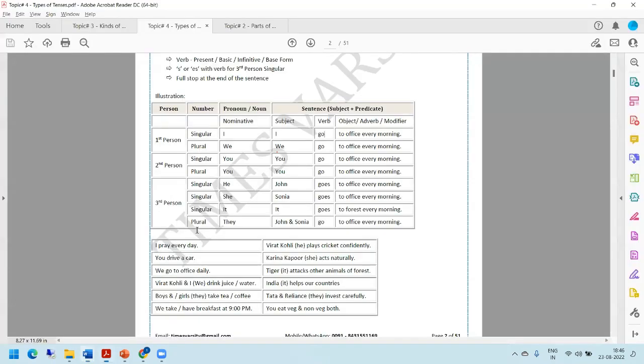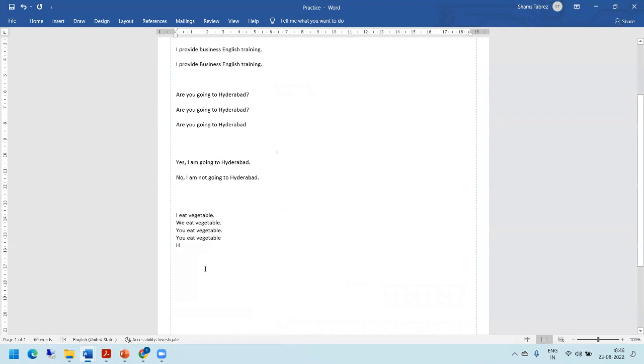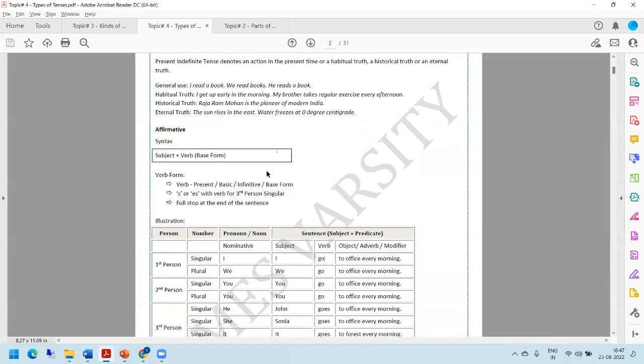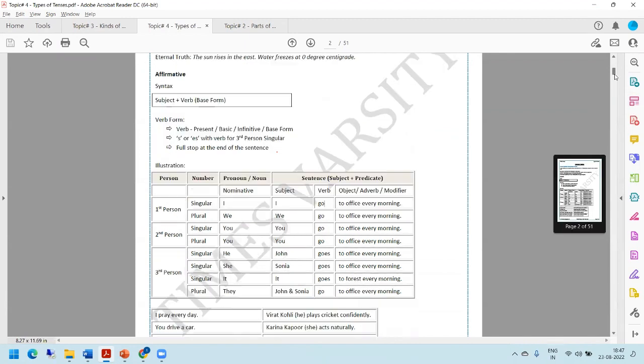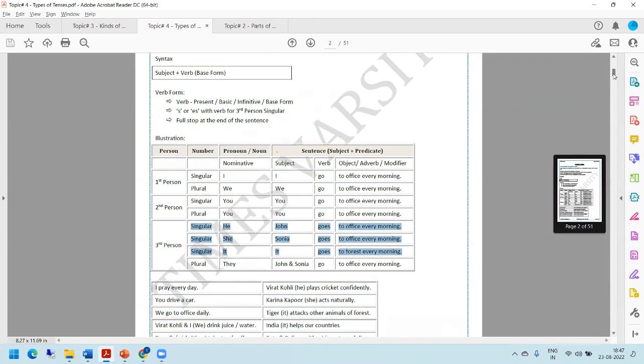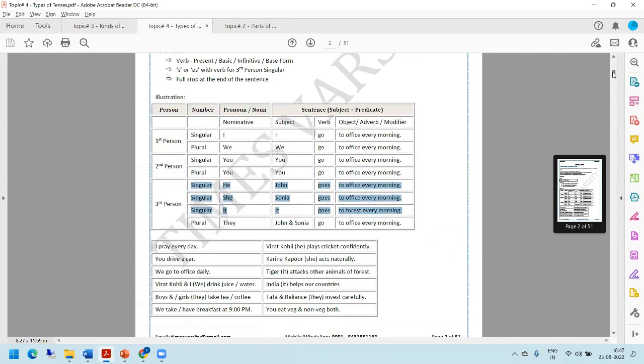Now third person singular is he. Then he what? He eats vegetable. S is added because he eats vegetable, because as per the rule, s or es is added to the verb for third person singular. So here also you have seen that es is added to the verb of the third person singular. So this is third person singular. S or es is added to them only. And in other examples also, wherever third person singular is there, s or es is added.